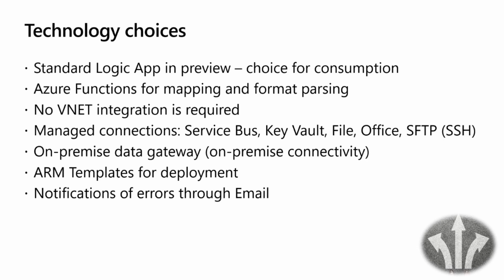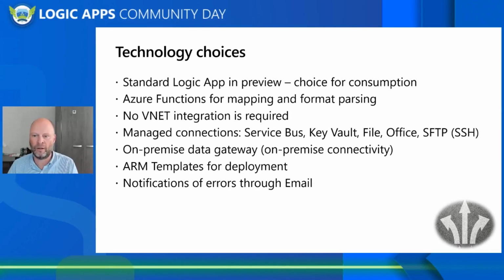We're using some simple managed connections for our Logic App. So there's interaction with Service Bus, Key Vault, File, Office for email, and the secure FTP connector that was available as well. And with the file adapter, we also combined that with integration with the on-premise data gateway for the on-premise connectivity. So the production orders were moved towards the on-premise network. From the network, those messages were pushed towards those machines.